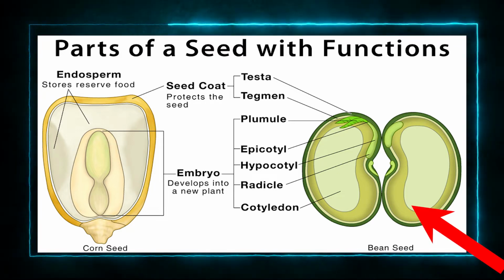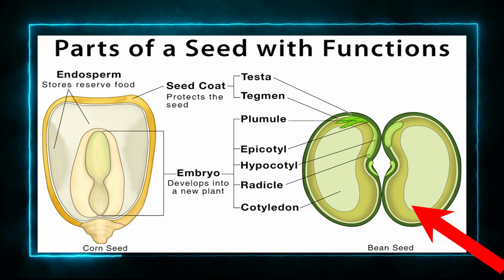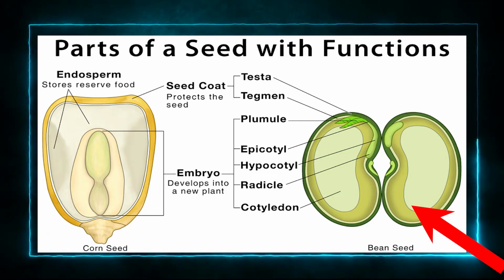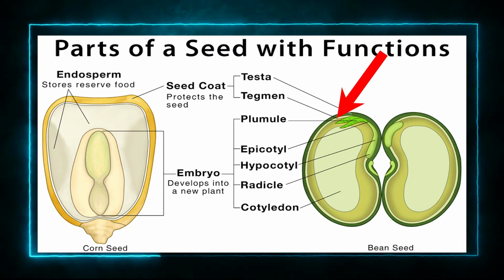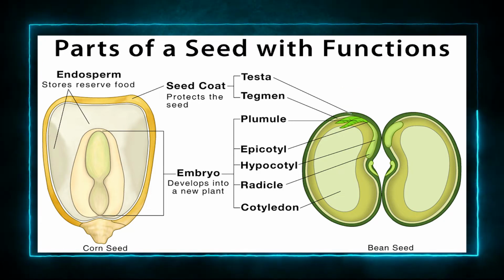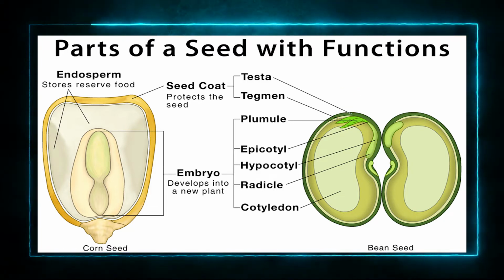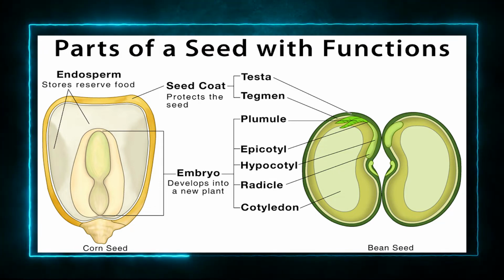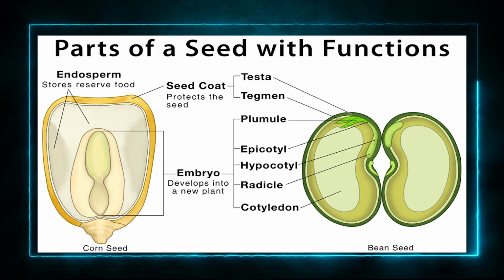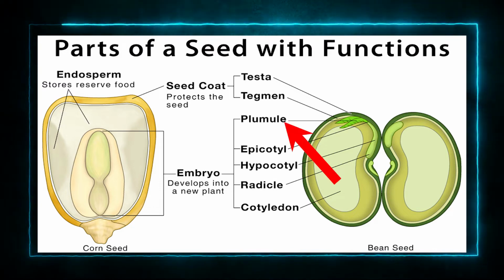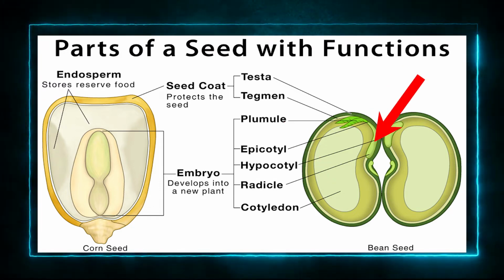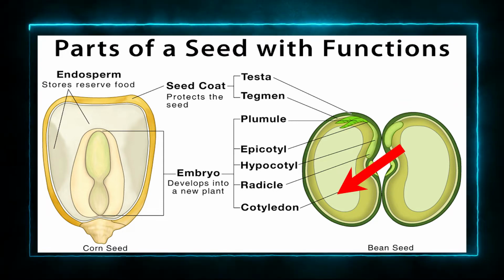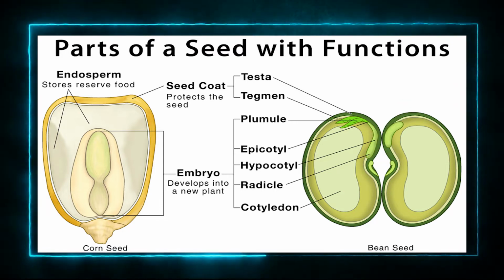On the other side, you would notice a bean seed. That is a dicot plant. It has a seed coat which is made of a testa and tegmen. The embryo of a dicot plant, or the bean seed, is more complex than that of the corn seed because it contains a plumule, an epicotyl, hypocotyl, a radicle, and 2 cotyledons.